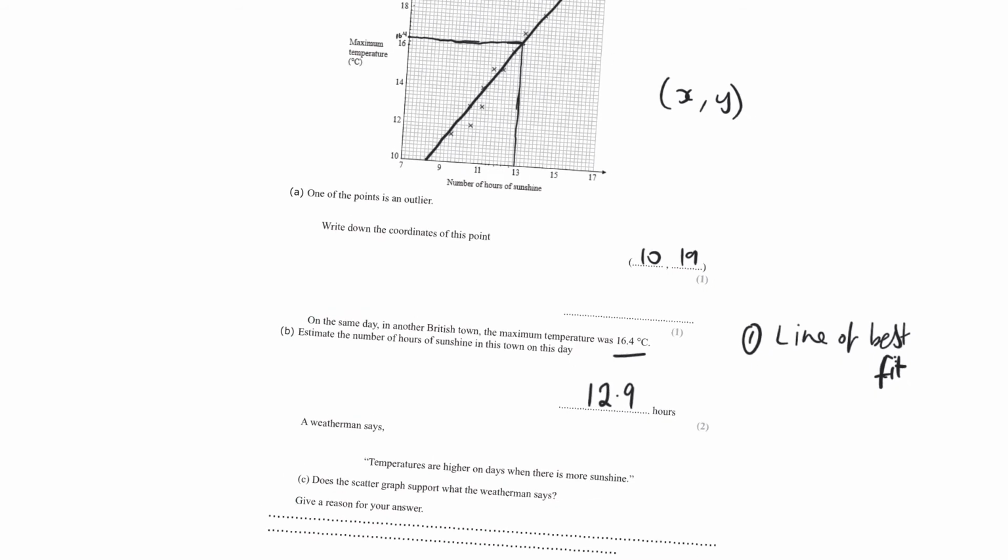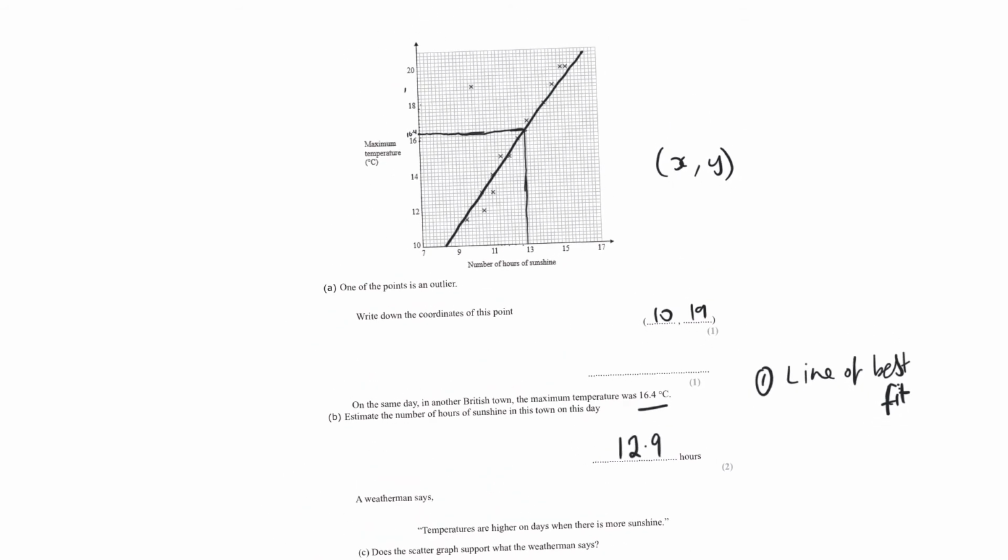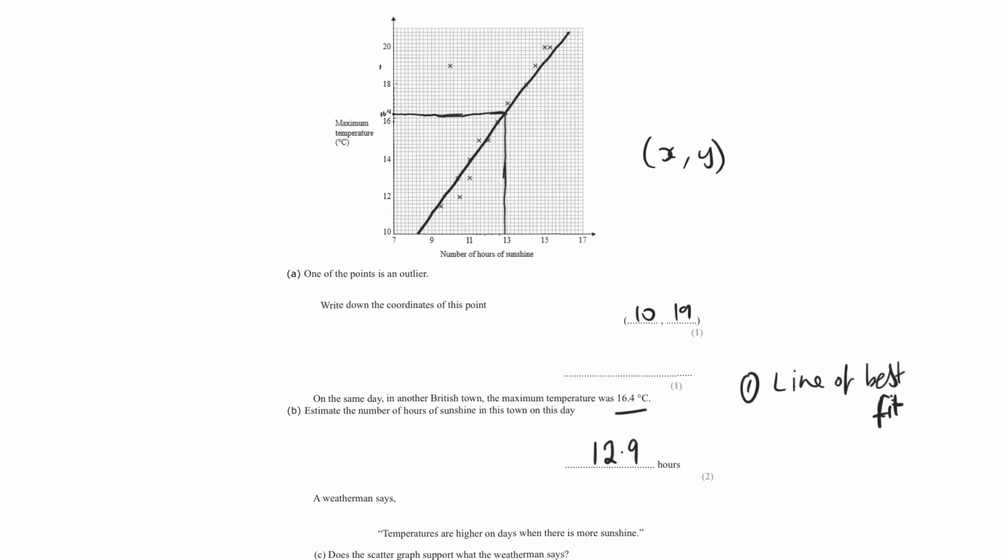So as we look at the graph, we can see that as the number of hours, let me make it straight. Yeah, we can say that as the number of hours increase, so does the maximum temperature. So yes, we support the weatherman's statement. So there's either way you can write it, as long as you basically go along those lines. So anything along the lines of the graph shows that as number of hours of sunshine increases, so does maximum temperature increase. Therefore, we do agree.